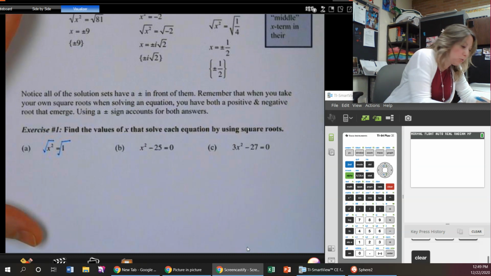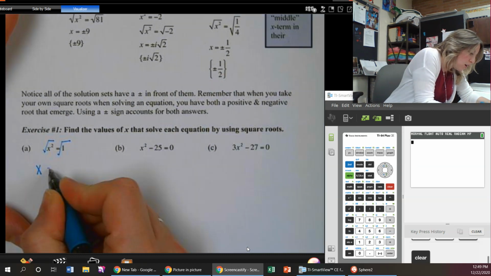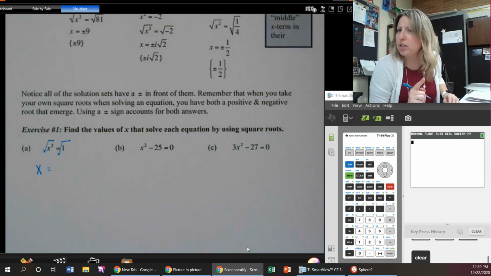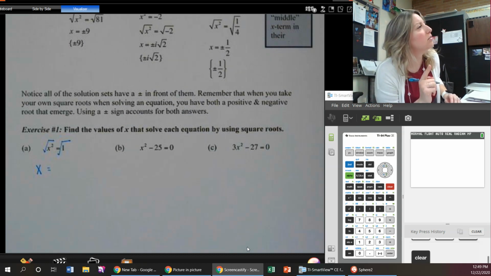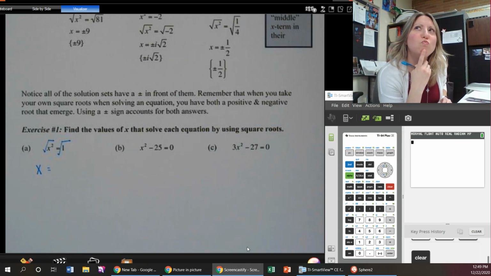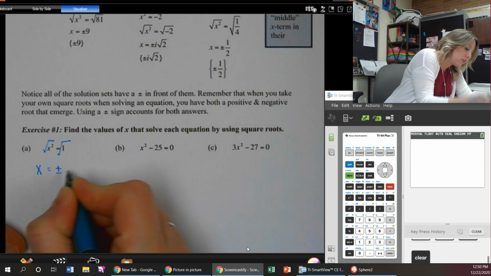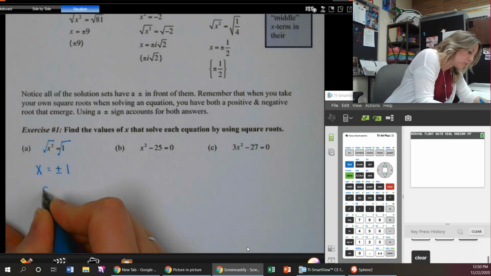Well, the square root of x squared is x. But what did I just say we had to remember? Took the square root of the other side, so plus and minus needs to come in front. Square root of 1 is 1. There's my answer.